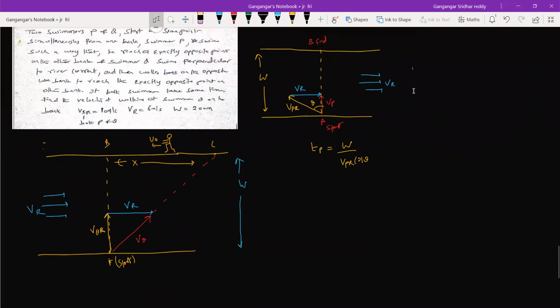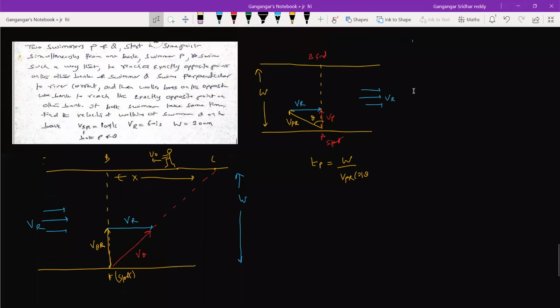I'm bringing the diagram and also the question. Just view it once. I brought all the situation at one place. Just see things clearly. This is swimmer P, swimmer Q.